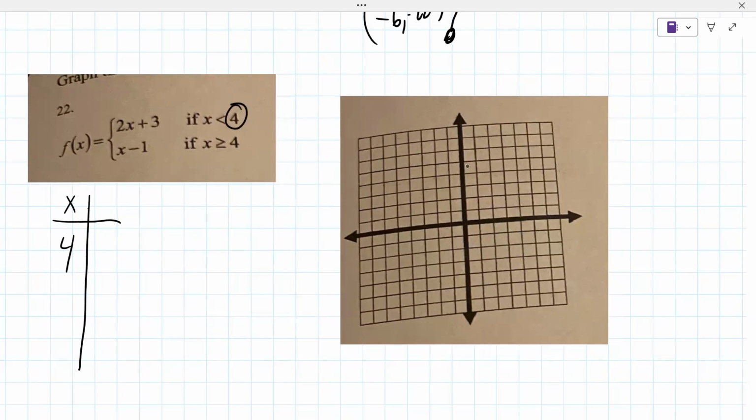You'll find that it doesn't fit on the graph, which is not great. 1, 2, 3, 4, 5, 6, 7, 8. Yeah, it's up here somewhere. It's an open circle. But you can go backwards, you can go 3, 2. They have to be less than 4. The x values have to be less than 4.